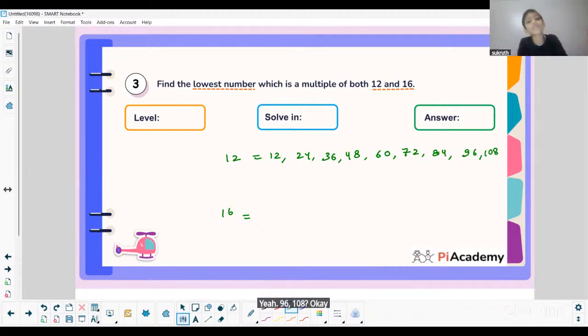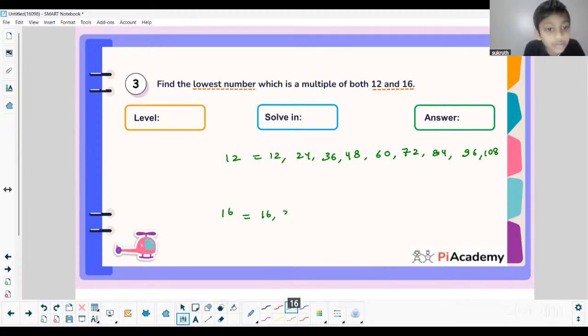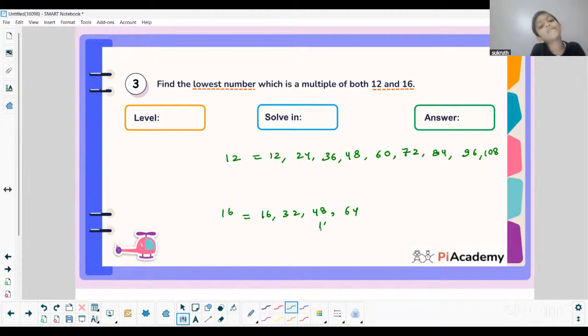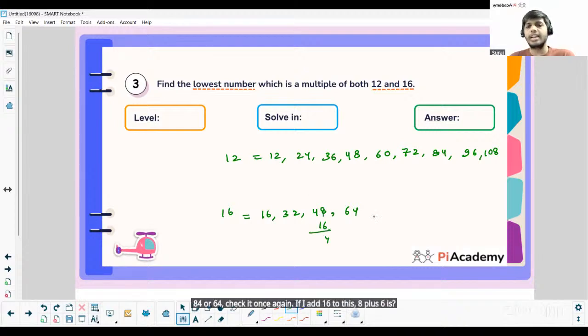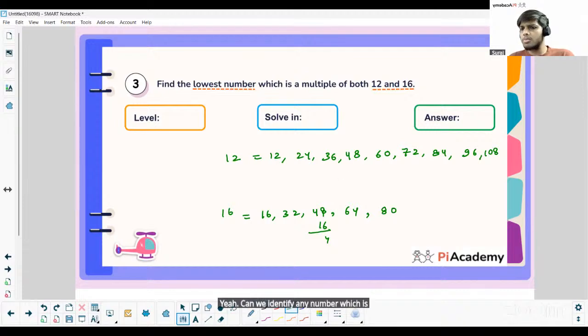Okay. Now, can you tell me about 16? What will happen with this one? 16, 32. Correct. If I add 16 again, 48. Then 64. Check it once again. If I add 16 to this, 48 plus 16 is 64. That is correct. Again, if you add 16, that becomes 80. Yeah. Can we identify any number which is common in between these two multiples?